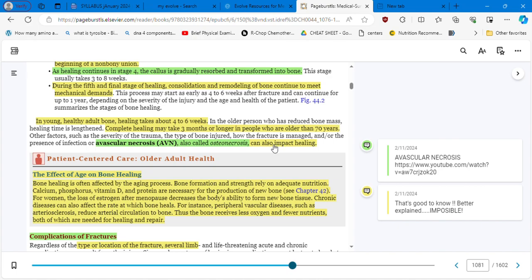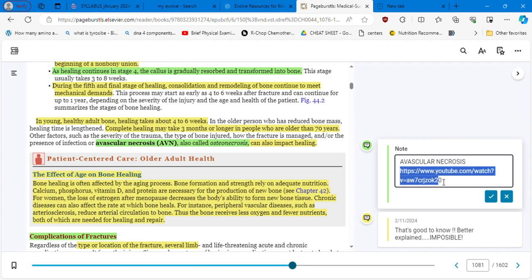So one of the concepts that we are going to learn is avascular necrosis, also called osteonecrosis, that can also impact healing. And for that purpose, we're going to watch the following video. Let's see.